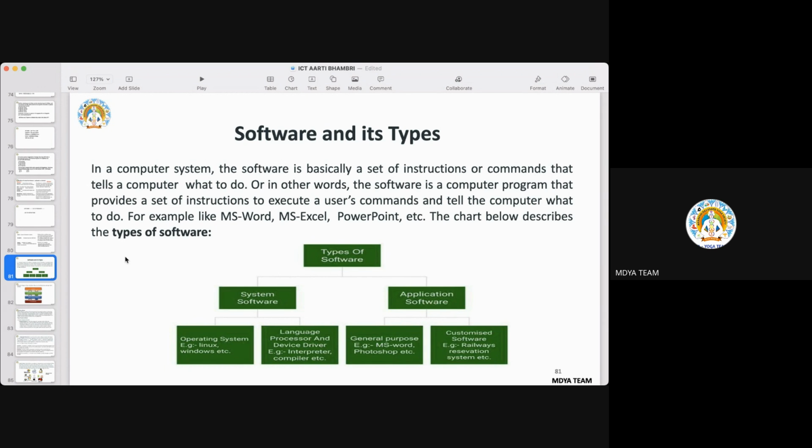Now there are various examples, and for that we are using compilers and some interpreters. So this is the language processor or language translators. This is again a part of a system software. And then the second type of software is application software. So application software are again of two types: general purpose and customized software.